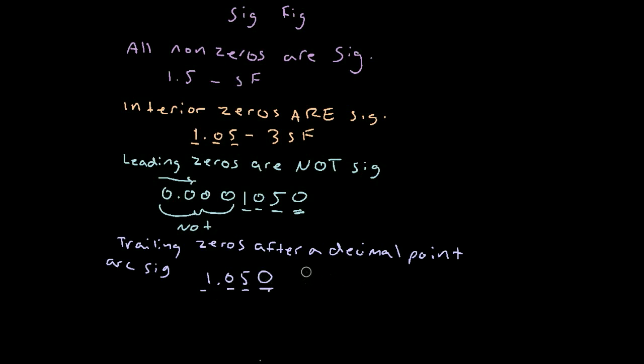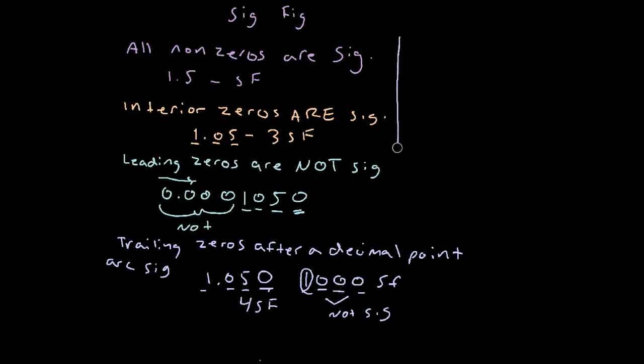This is not true in the case of, say, 1000. These are trailing zeros, but they are not significant. So 1000 has only one significant figure, and 1.050 has four significant figures. So a lot of easy mistakes seem to be made there. Try not to make them yourself.